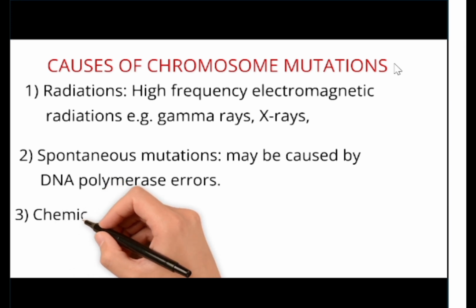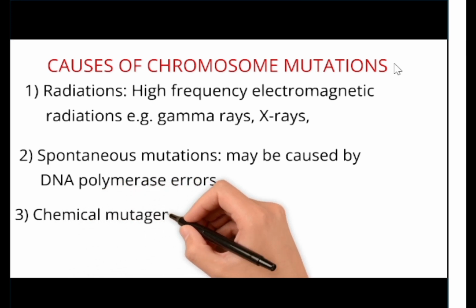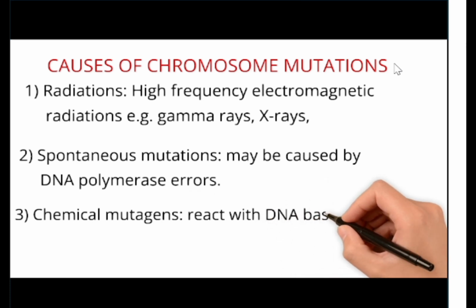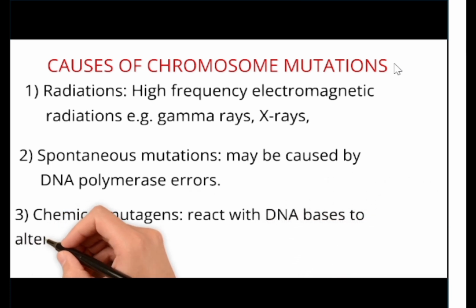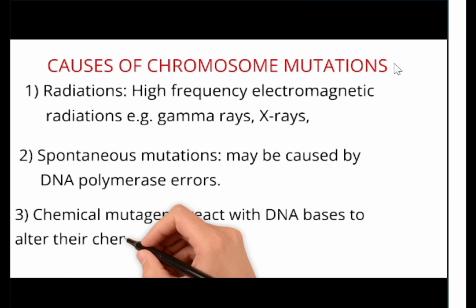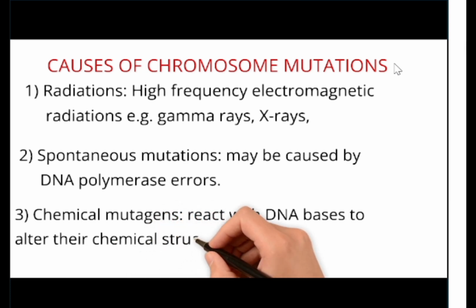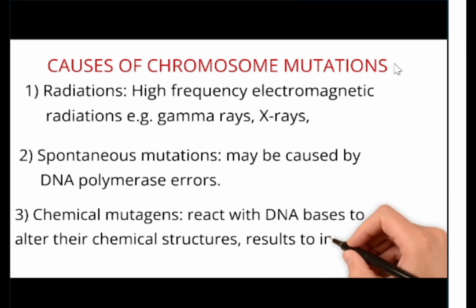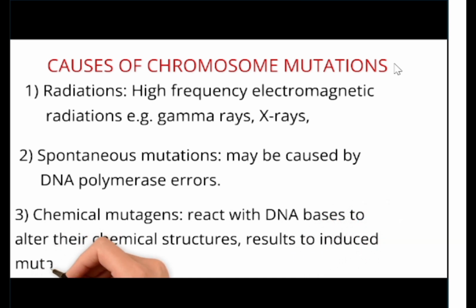So the next factor that causes chromosome mutation is chemical mutagens. When an organism is exposed to chemical mutagens, which react with DNA bases to alter their chemical structures, this can result in induced mutation. So an example of such chemical mutagens that cause chromosome mutation is nitrite. Another example is ethylmethane sulfonate, that is EMS. So all these mutagens can bring about chromosome mutation.